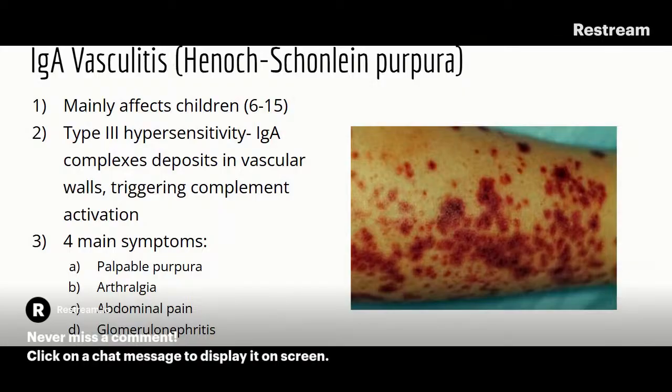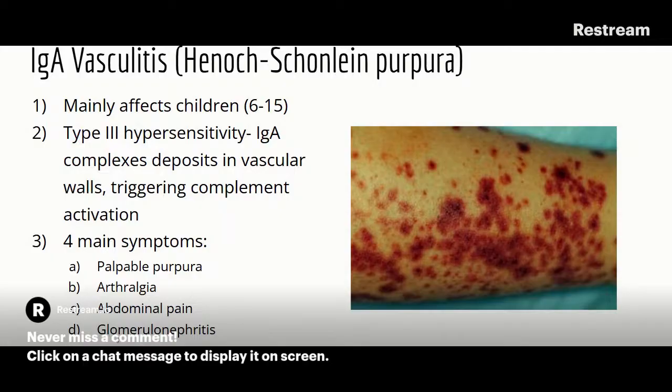Now, we get into our immune complex-driven vasculitides. So we've got your Henoch-Schönlein purpura. This is primarily going to be affecting children, and in your exams, I'd be very remiss if it was someone above the age of 15. It's a type 3 hypersensitivity. The IgA complexes deposit in vascular walls and trigger complement activation, and that then leads to this vasculitic picture.